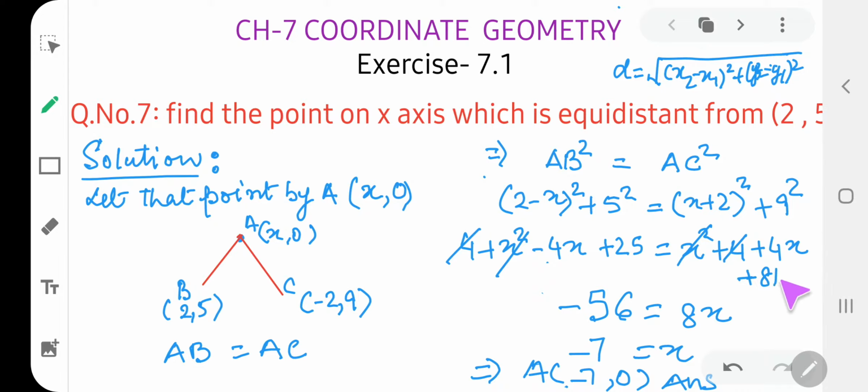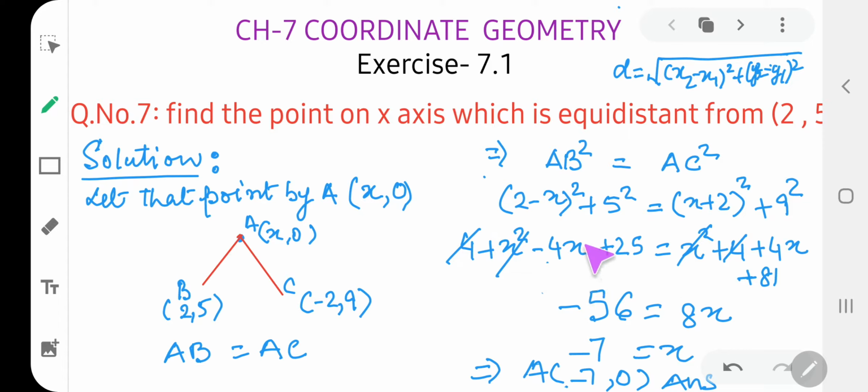Now see the terms which are cancelling each other. So this is x square this side. When you bring this x square, it will become negative and both the x square will get cancelled. Similarly, you have positive 4 here. When you bring this positive 4 this side, you will transpose it, it will become negative. So this 4 and this 4 will also get cancelled.